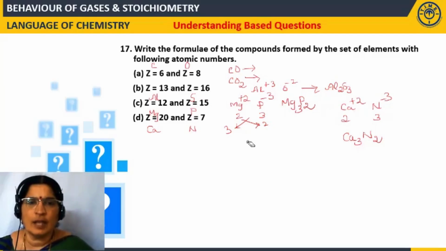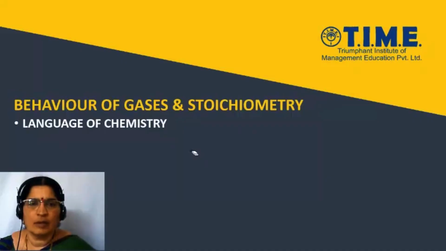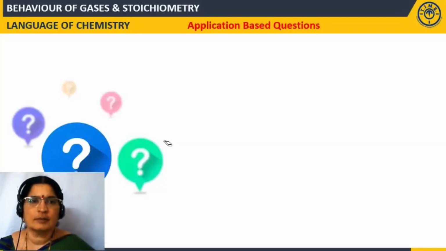So this is how you write the formulae. Just identify the elements, then you will be able to know which ion it is forming. You can also write the electronic configuration if you are not sure about the ion that is formed. Then also it will give you an indication as to which ion that element can form. Right? Now, let's move on to the most interesting part of the exercise, that is application based questions.